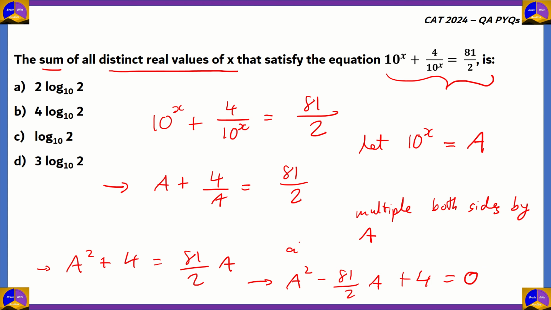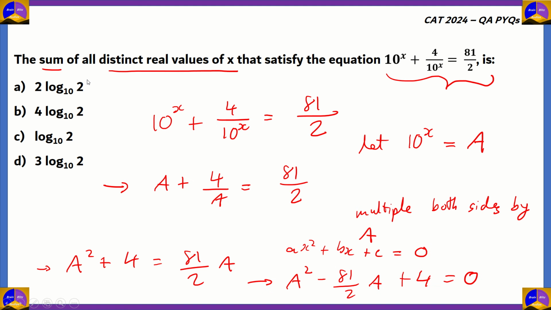So this is of the form ax squared plus bx plus c equals 0. In a quadratic equation of the form ax squared plus bx plus c equals 0, we know that the sum of the roots is equal to minus b over a, and the product of the roots is equal to c over a. So we're going to use the product of the roots formula here, and if we look back at the equation we got, a squared plus 81 by 2a plus 4 equals 0.